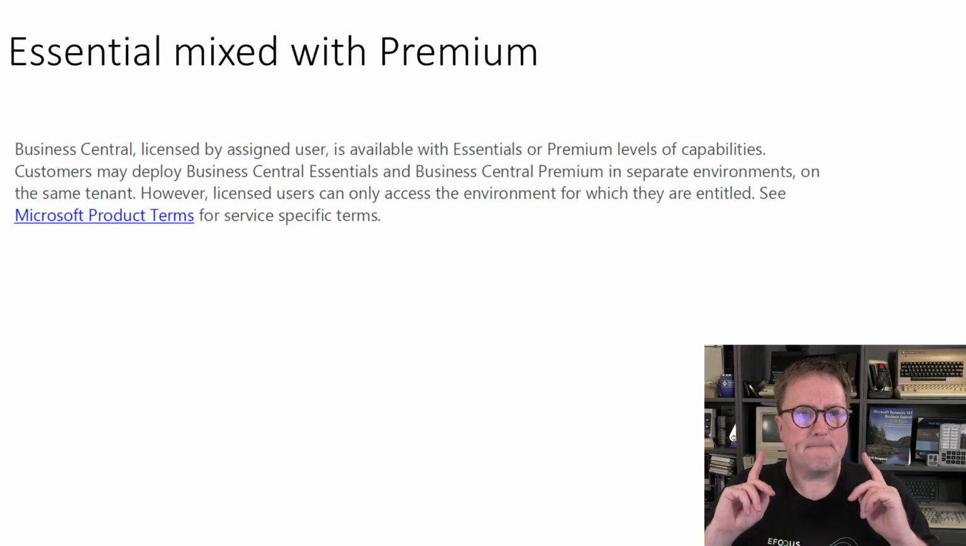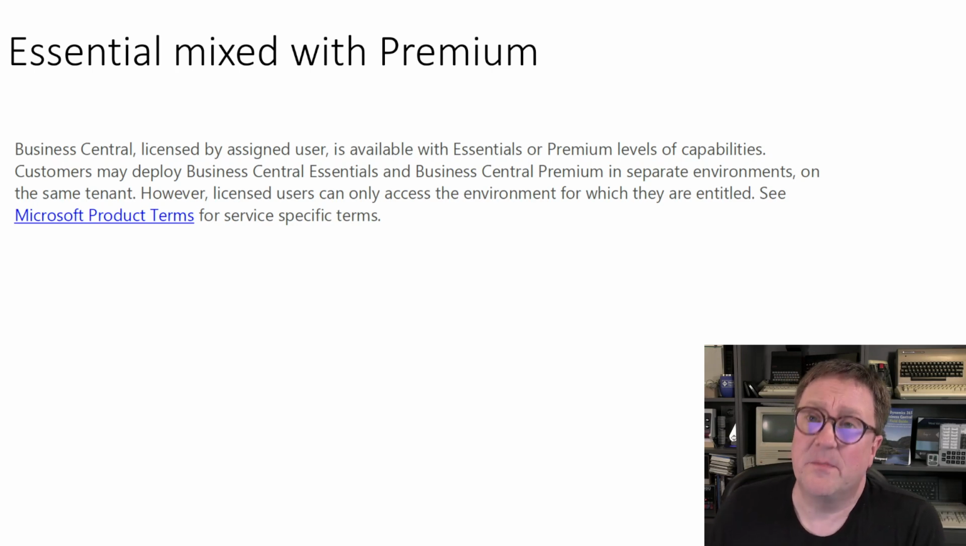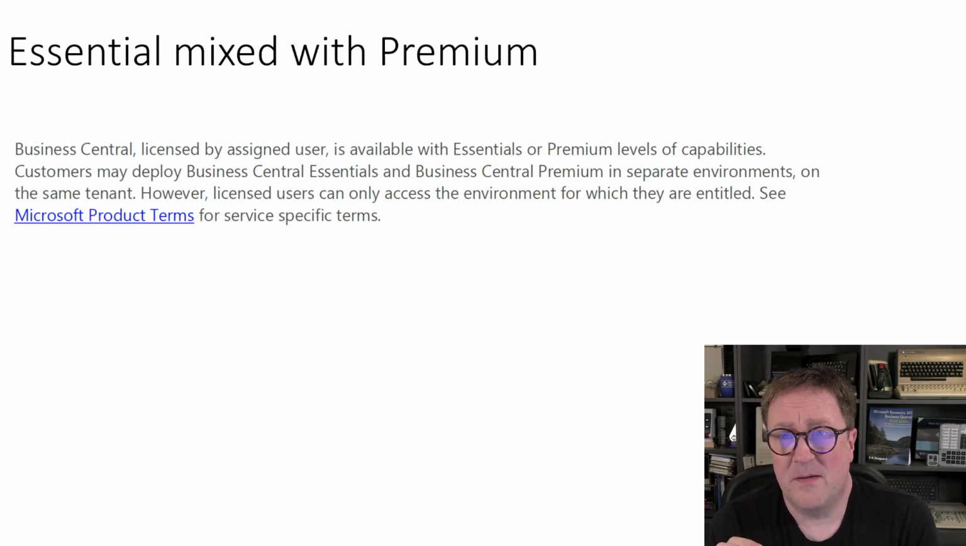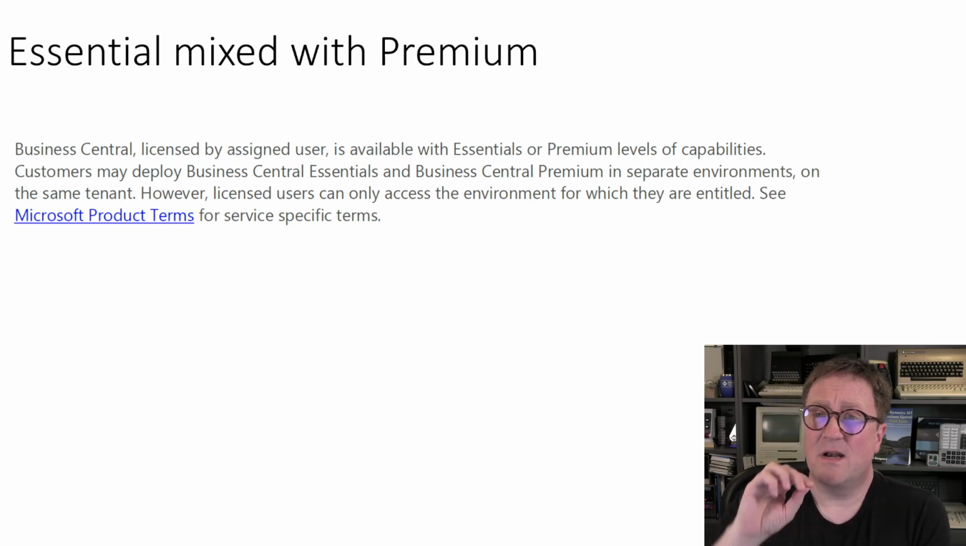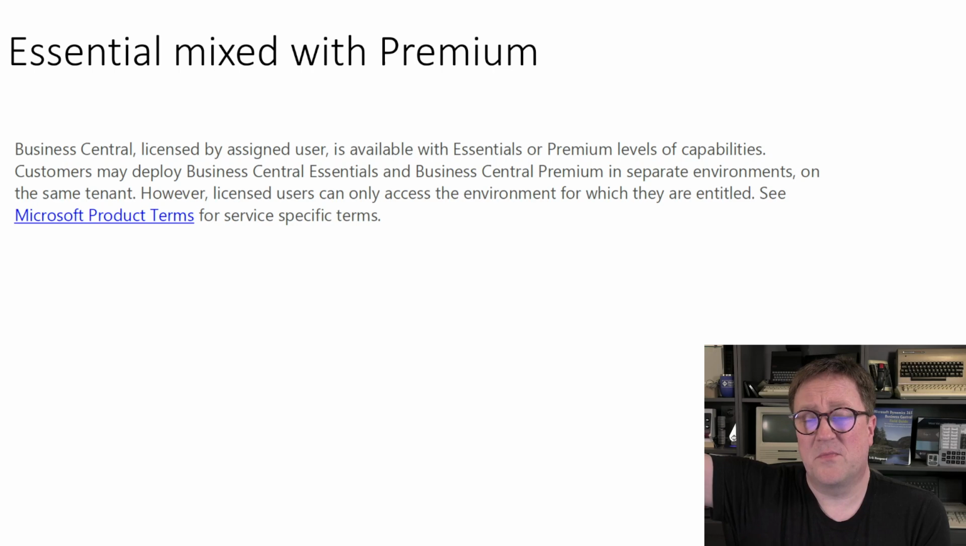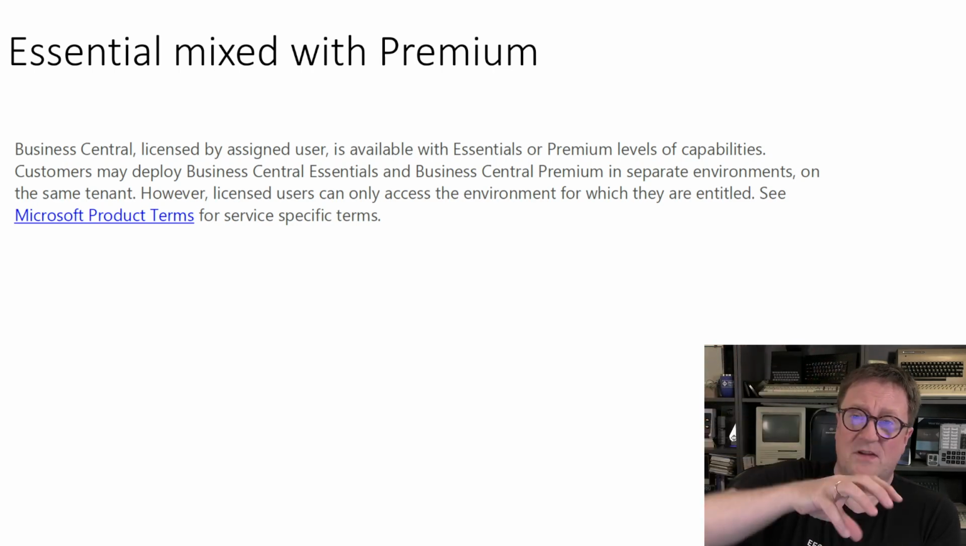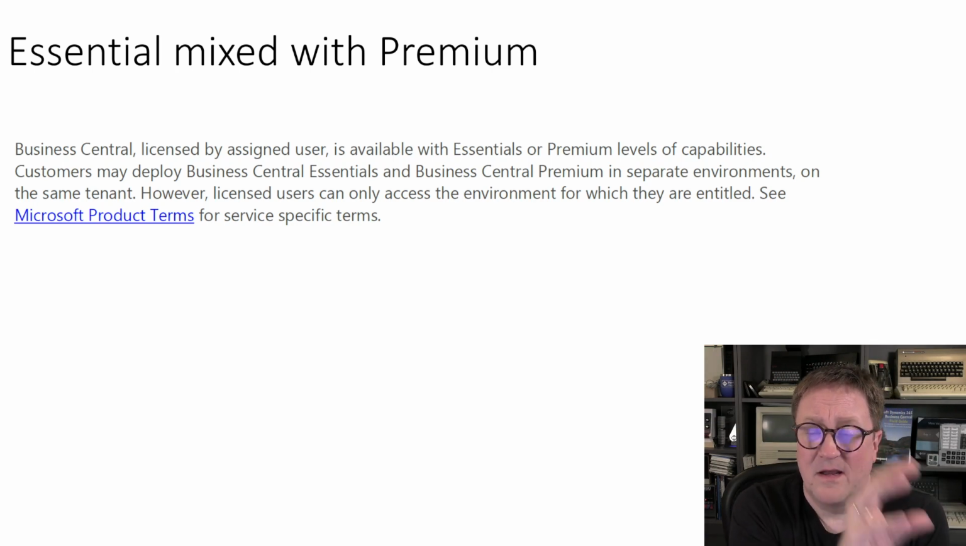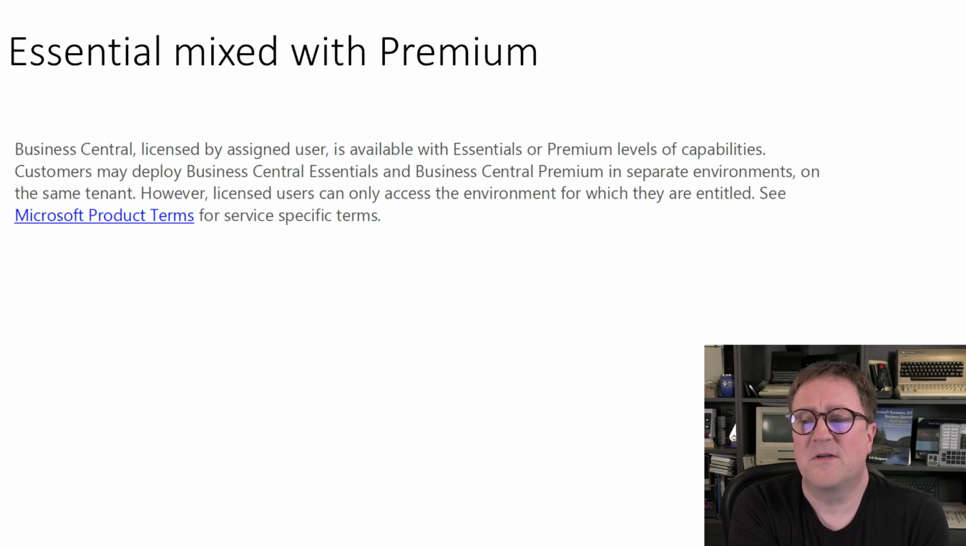So that works. Then, can you mix Essential with Premium? Yes, you can. In the case where you have multiple environments within the same tenant, you can have a set of users who are Premium, who use one environment with Premium, and then you can have another set of users who have Essential and use an environment with Essential. As they say here, however, a licensed user can only access the environment for which they are entitled. So it's not really clear if you have users who are supposed to access both. I have not tried this, so if you have tried this, comments below on this one.